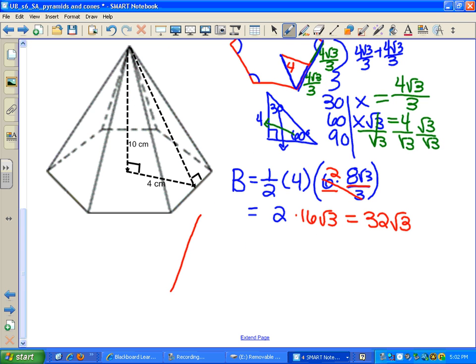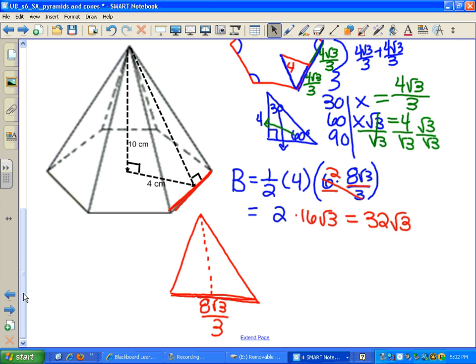Now let's think about these triangles I have. Well, the base of the triangle is the same as one side of the hexagon. And so I know that's 8 root 3 over 3. And now I need to find the height of this triangle. And since it's an equilateral hexagon, or a regular hexagon, on the bottom as the base, I know that all my triangles are congruent.